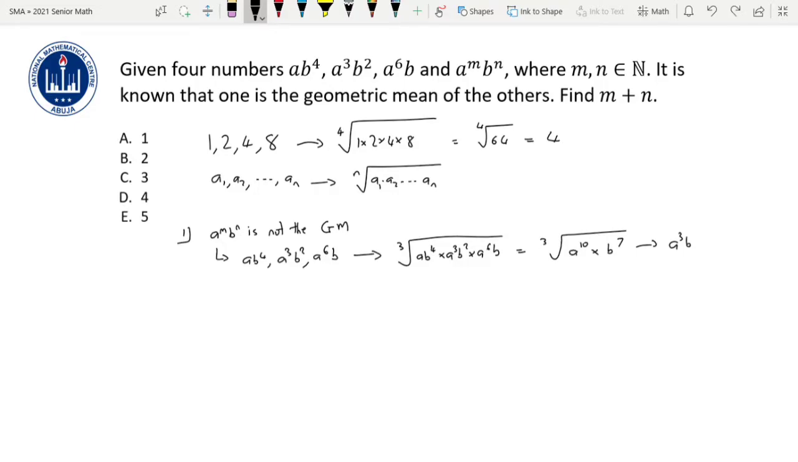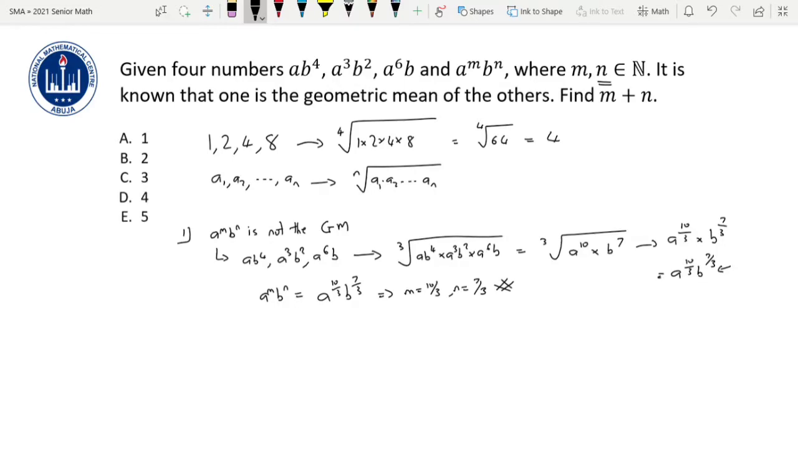I'll write this as: it becomes a raised to power 10 over 3 times b raised to power 7 over 3, which is a raised to power 10 over 3 b raised to power 7 over 3. And if you notice, if a raised to power m b raised to power n is the geometric mean, and this is the geometric mean, it means that a raised to power m b raised to power n is equal to a raised to power 10 over 3 b raised to power 7 over 3, which implies that m is 10 over 3 and n is 7 over 3. But don't forget, we have that m and n are natural numbers, and these two numbers are not natural numbers. So that's a contradiction here. So we know that a raised to power m b raised to power n is not the geometric mean.